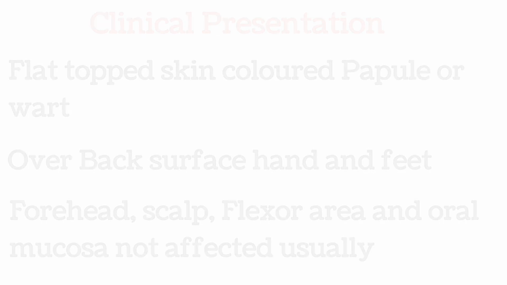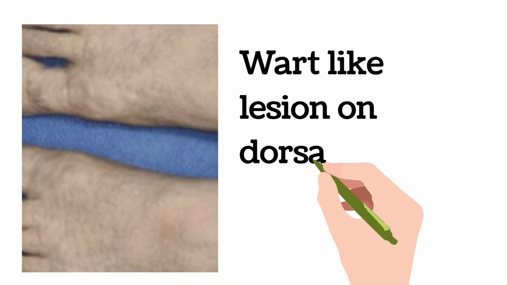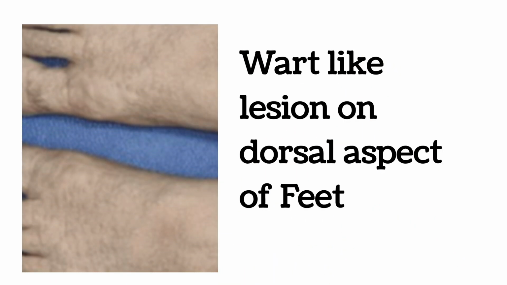All right, so that was the clinical presentation. See, in this particular image, you can see a wart-like lesion on the dorsal aspect of the foot. It is a flat-topped, elevated, brown-colored lesion. It looks like a wart, right?